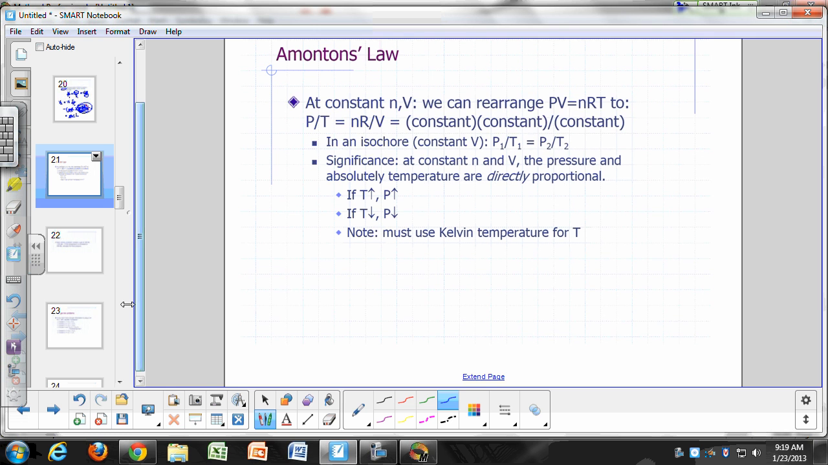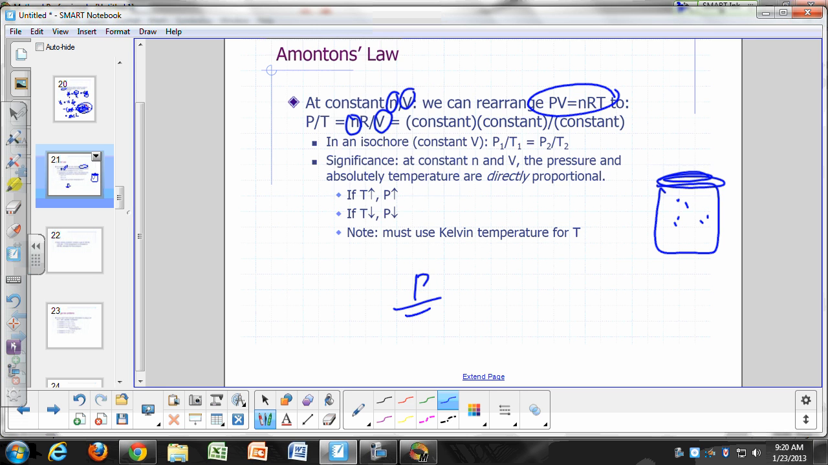Next, Amontons's law. This relates pressure and temperature, if you're dealing with a fixed amount of gas at constant volume. So if you put your gas in a rigid container, the volume is fixed. Now that container may expand a little bit if you change the temperature, but for practical purposes, that expansion is not going to be that much. So you fix the volume, fixed amount of gas in there. So n is fixed, V is fixed. So you can rearrange PV equals nRT to say that P over T is a constant. And so again, you have a ratio of two things being equal to a constant.